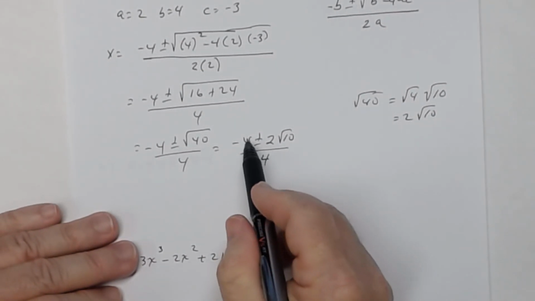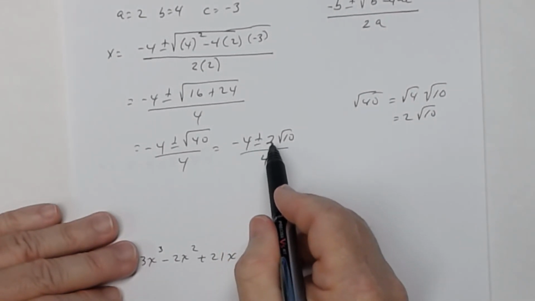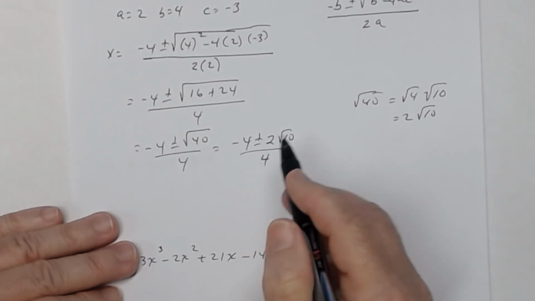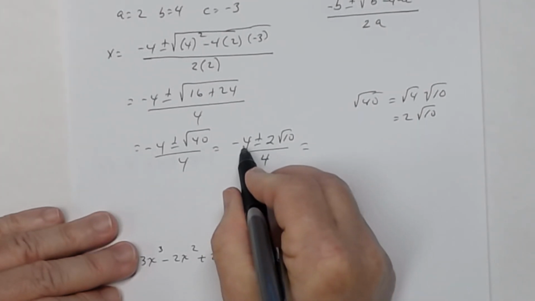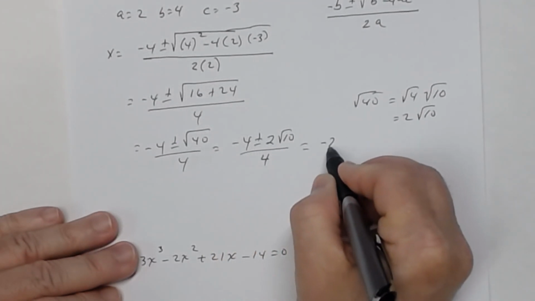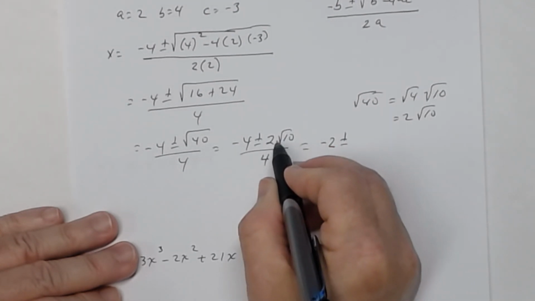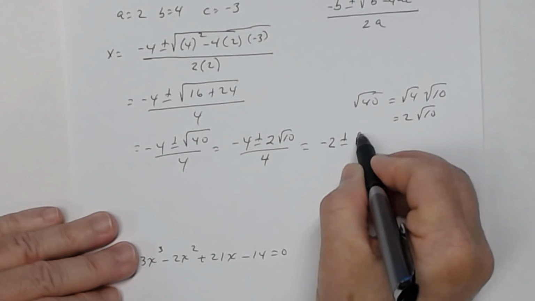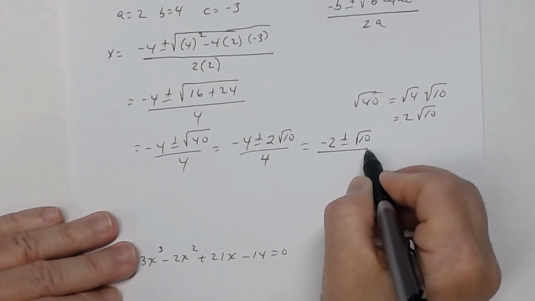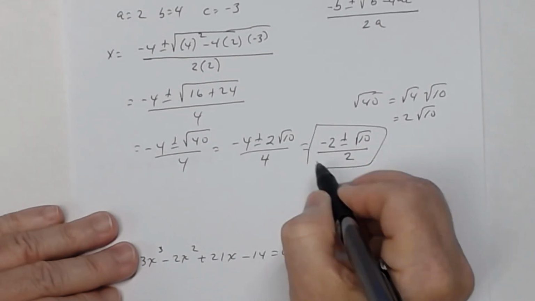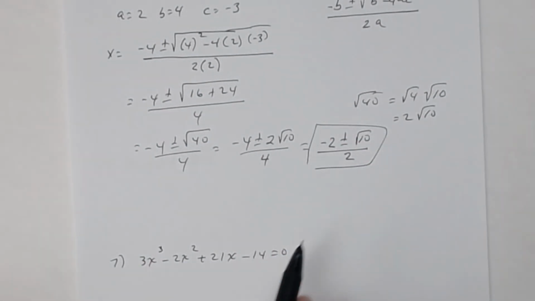And I want you to notice that this negative 4, this 2, and this 4 are all divisible by 2. So I can simplify this expression further. Negative 4 divided by 2 is a negative 2, plus or minus 2 divided by 2 is 1. 1 times the square root of 10 is the square root of 10. All of that is being divided by 4. 4 divided by 2 is 2. And that's your answer. So that's your solution.